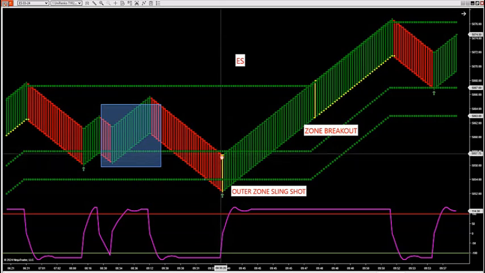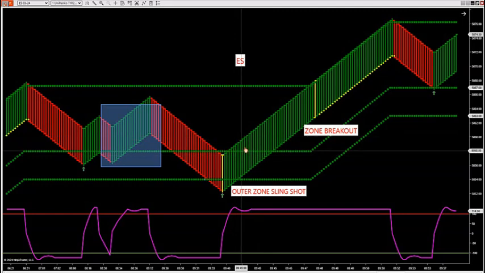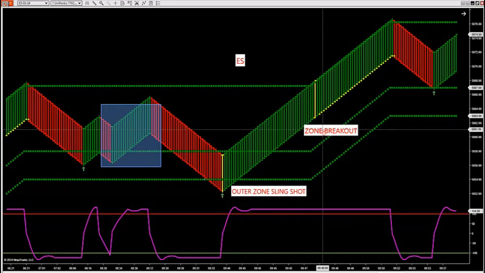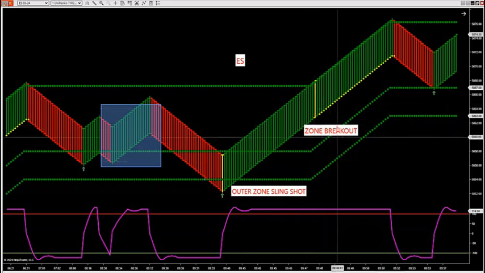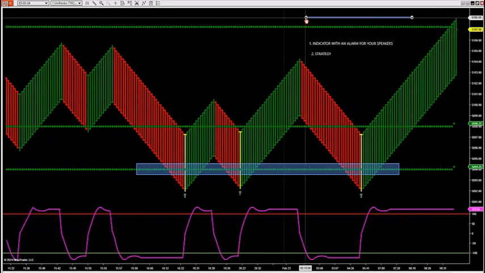At 57.5, 57.75, and then it just rambled all the way up to 77. So that's a 20 S&P point potential move for you traders. I keep telling traders that after you have an outer zone slingshot, you have a high probability zone breakout, which we did there, and we had a zone breakout. So now we're looking right here. We're looking for a zone breakout right now.